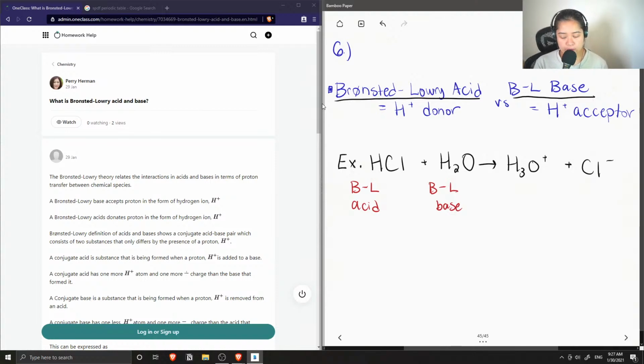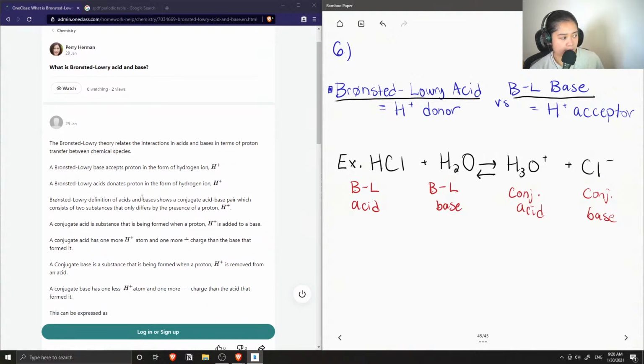And our products, which are the hydronium ion and chloride ion, our H3O plus becomes our new conjugate acid, and the Cl minus is referred to as the conjugate base. The reason why they are conjugate acids and bases is because if we were to reverse this reaction, then the H3O plus becomes the proton donor and the Cl minus becomes the proton acceptor to form HCl and water.